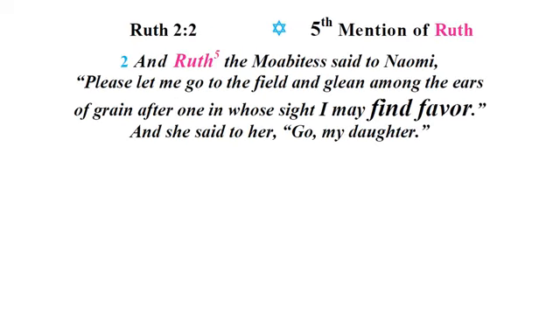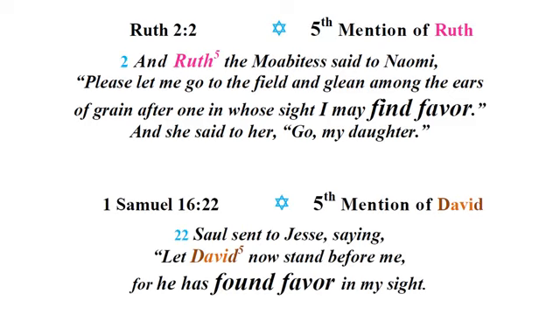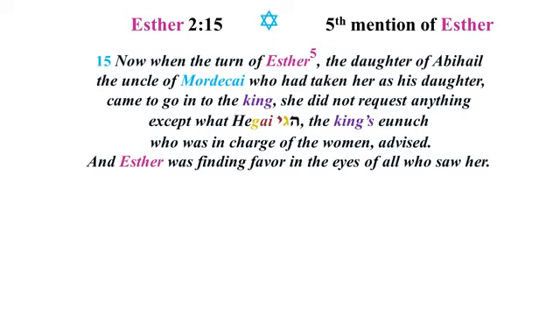Ruth 2:2, and Ruth the Moabitess said to Naomi, please let me go in the field and glean among the ears of grain after one in whose sight I may find favor. And she said to her, go, my daughter. That's the 5th mention of Ruth. 1 Samuel 16:22, Saul said to Jesse, saying, let David now stand before me, for he has found favor in my sight. That's the 5th mention of David's name. And we've just shown you that the 5th mention of Esther's name, that verse has Esther finding favor. And there happens to be 5 of these people whose 5th mention of their name shows them finding favor.